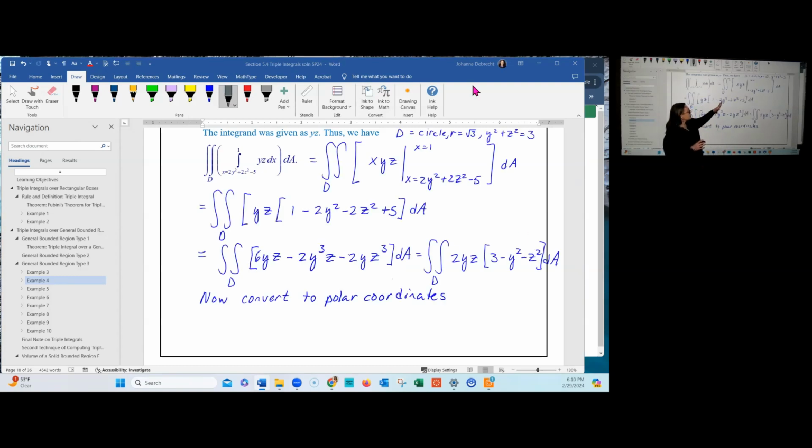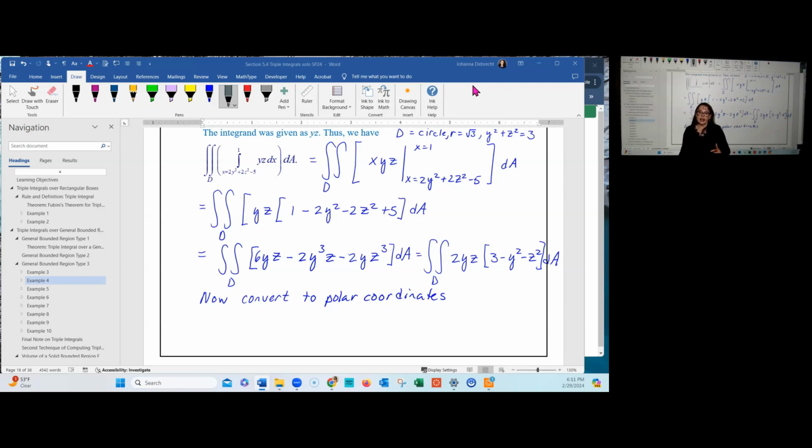So again, to evaluate the inner single integral, we integrate yz, which is a constant as far as x is concerned, which gives us xyz. We substitute between the values for x, 2y squared plus 2z squared minus 5 for the lower limit and x equal 1 for the upper. When we multiply it out, we get 6yz minus 2y cubed z minus 2yz cubed. We do have a common factor of 2yz, and it actually helps here to go ahead and factor that out. That will give us 2yz times the quantity 3 minus y squared minus z squared.